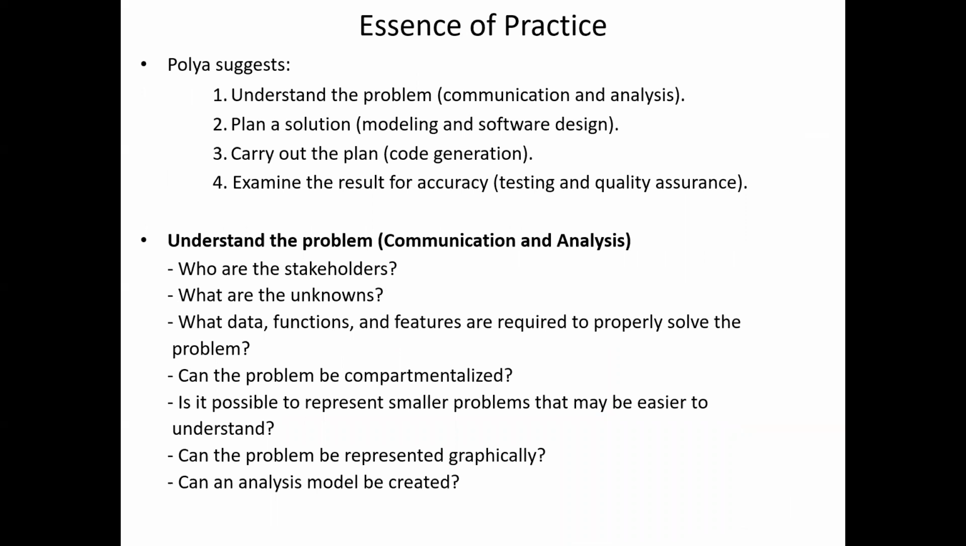Here, one author, Polya, suggests to understand the problem, which is communication and analysis; plan a solution, which is modeling and software design; carry out the plan, which is code generation; and examine the result for accuracy. Generally, a software engineering process follows five phases: first, planning and analysis; second, requirements; third, coding; fourth, testing; and fifth, maintenance. These are the five phases a software engineering process follows.